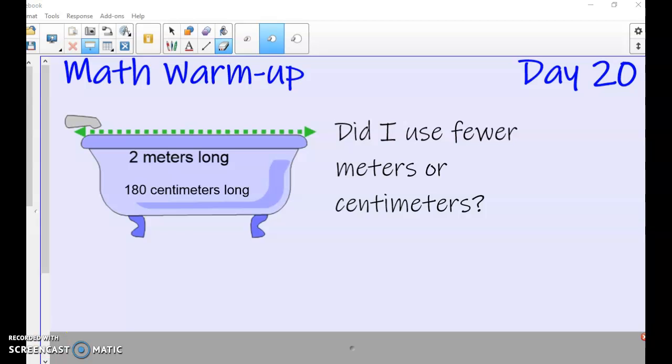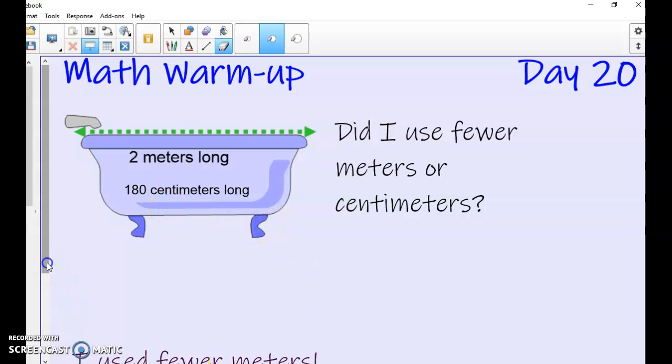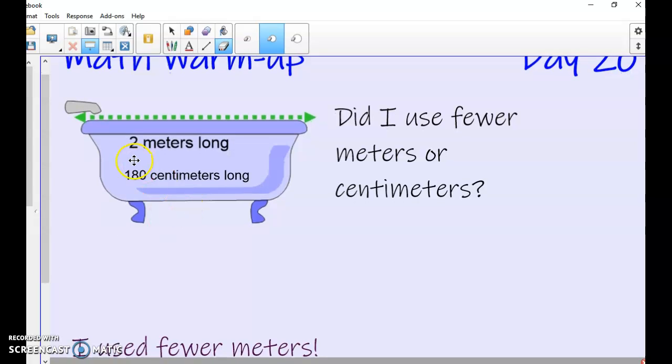Well, I can see that I only used 2 meters to measure my tub, and it took 180 centimeters to measure my tub. So did I use fewer meters or centimeters? If you said I used fewer meters, then you are correct because I used fewer meters to measure the tub. I only used 2 meters to measure the tub, whereas I used centimeters, the tub was 180 centimeters long. Let's look at another one.